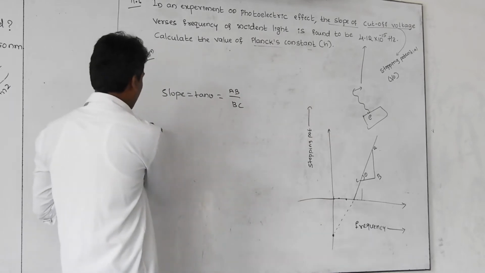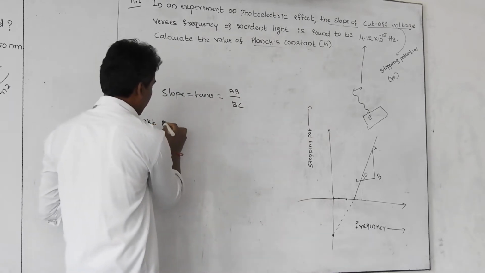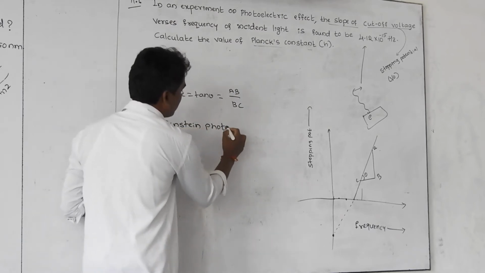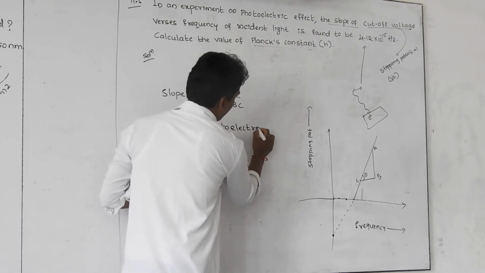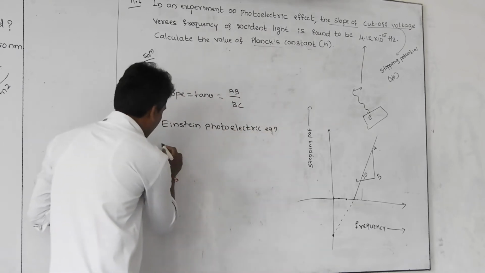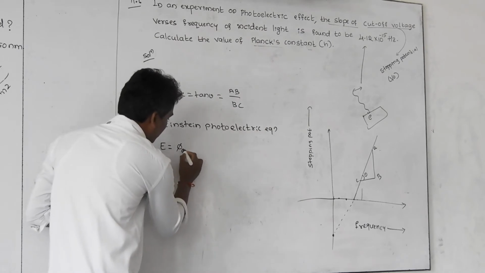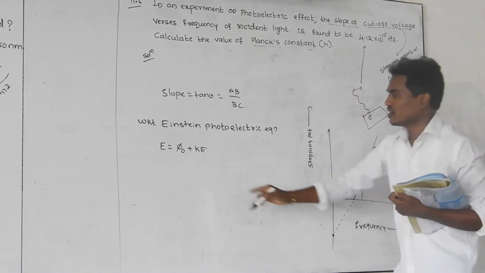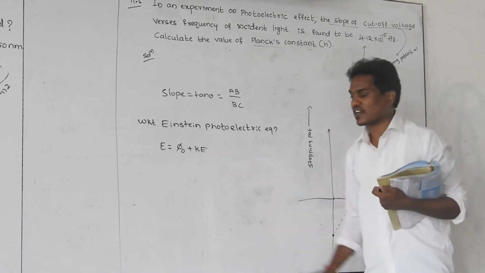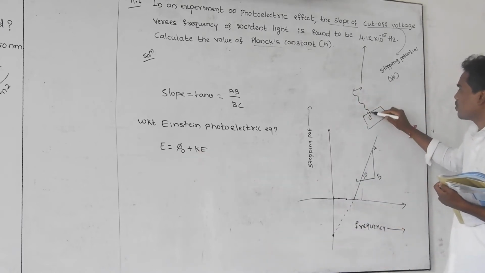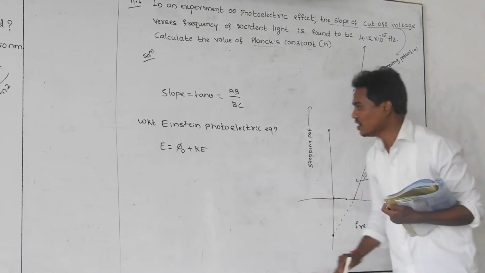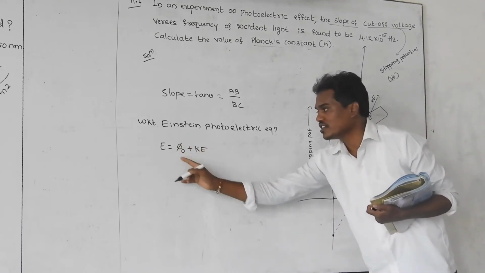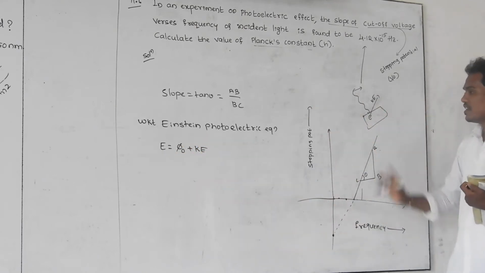And we know the Einstein photoelectric equation, that is E is equal to work function plus kinetic energy. E means the energy of this radiation is equal to work function plus kinetic energy. The energy required by the electron to come out is called the work function, and the energy of that moving electron is nothing but the kinetic energy. Together these are equal to the total energy of the radiation.